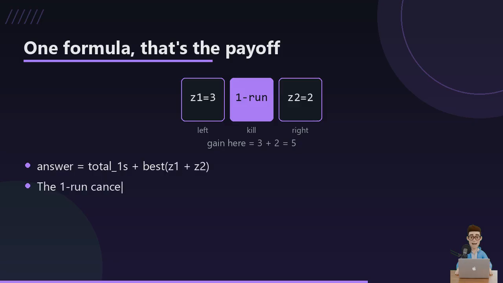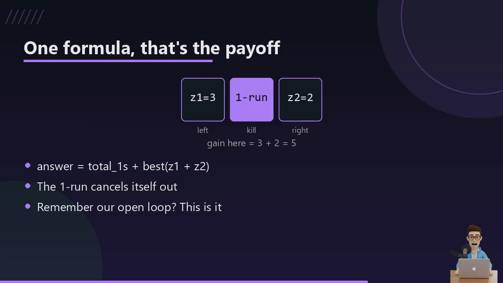That cancellation is the invariant you'd prove if asked why greedy on max neighbor sum is optimal. Answer equals total_ones plus max over eligible 1 runs of Z1 plus Z2. The erased run cancels, so run length never appears, which also means ties in run length don't matter and you're purely maximizing a neighbor pair's sum. If they push on optimality, any single trade only ever merges two adjacent zero runs, so the global optimum is just the best local merge.